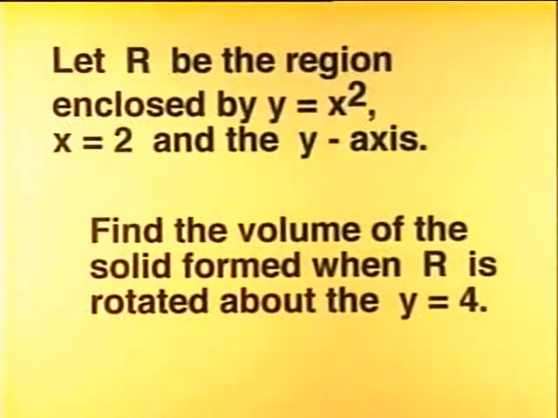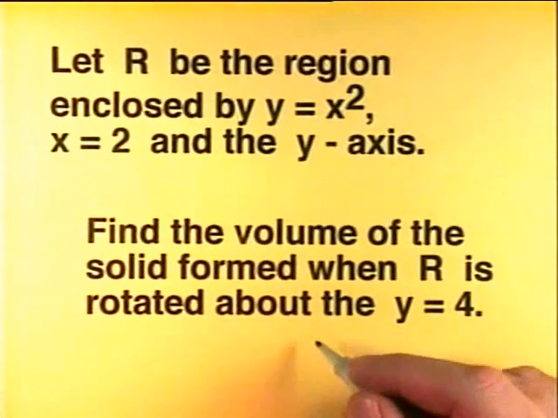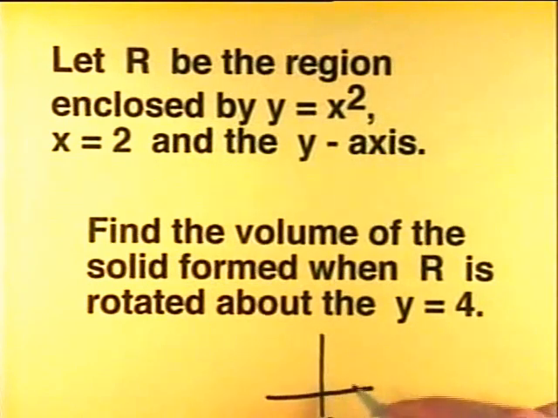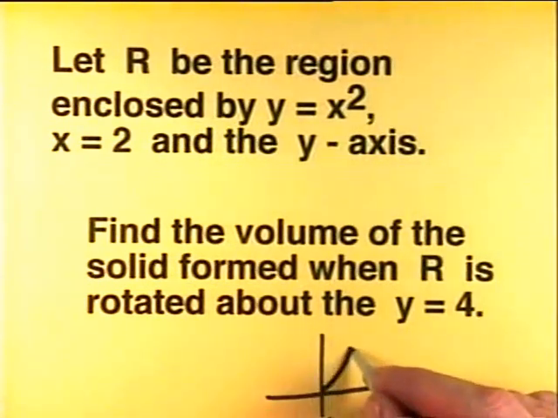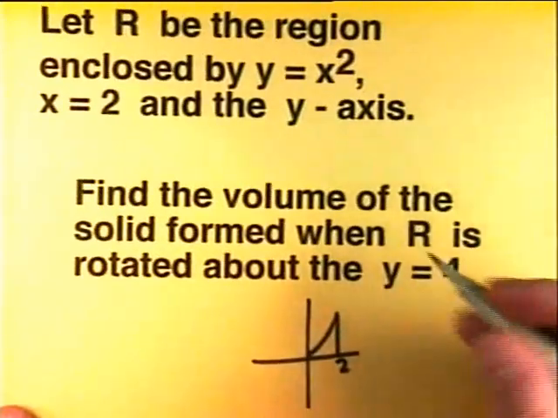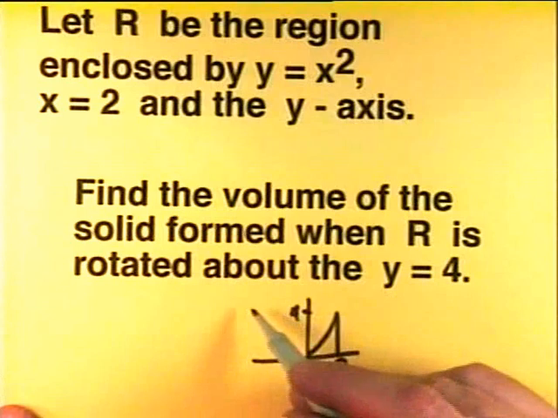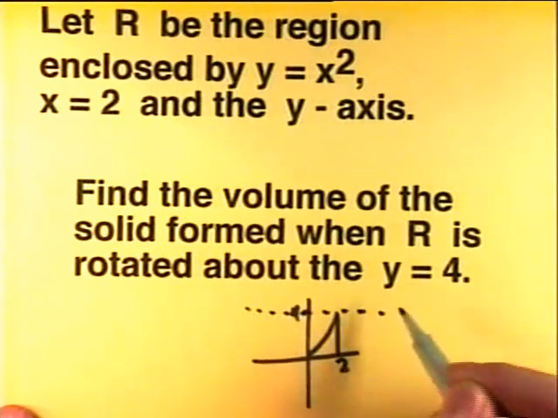Anyway, so how do you do this problem here? Let R be the region enclosed by y equals x squared, x equals 2, and the y-axis. Find the volume when it's rotated about y equals 4. Can we draw it first? Yes, we can. First of all, the curve looks like this. If we're rotating about the line y equals 4, Julie Thane, it's going to be x.